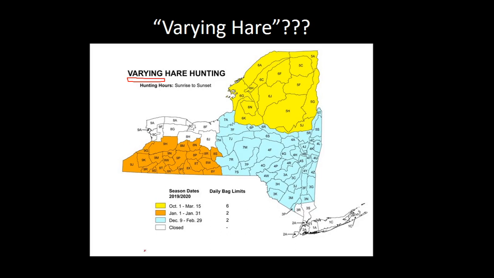Anybody know why they're called varying hares? Well, because they change color. This species is brown in the summertime and white in the winter months. So it varies from brown to white and then back from white to brown again. So hence the name. Cool.